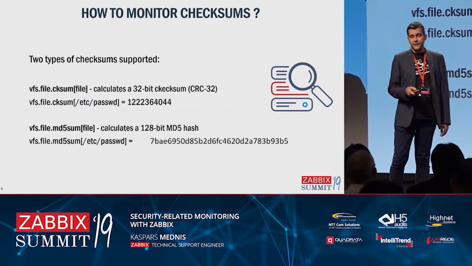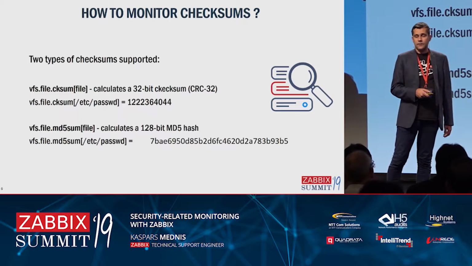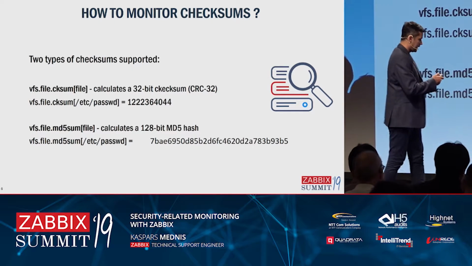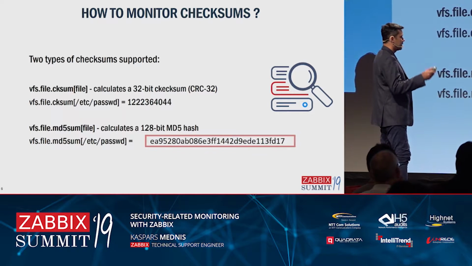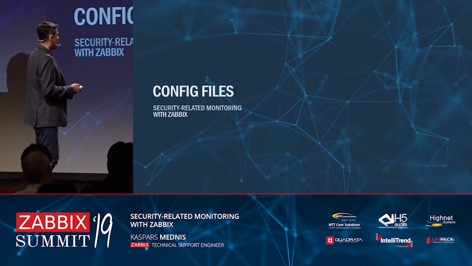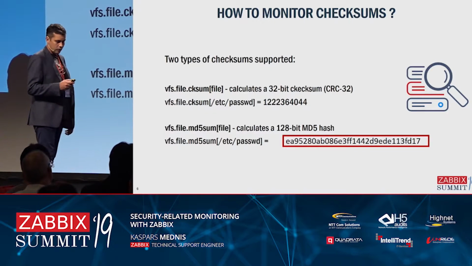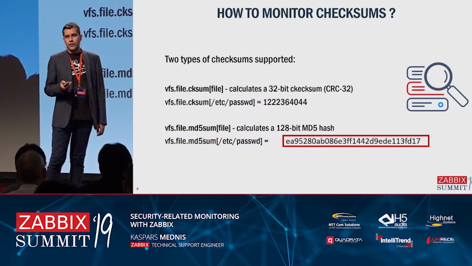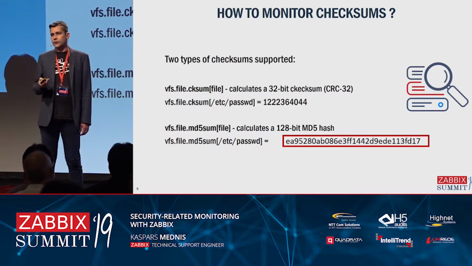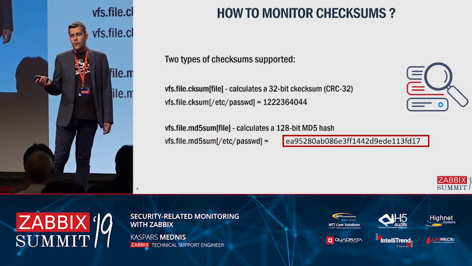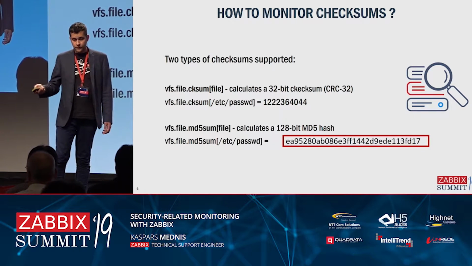How does it work? If somebody changes your password file, or your configuration file, the checksum will change. Any change, the checksum will change, and you will get an alert in Zabbix. Some checksum monitoring is already included in the default Linux template, like the password file. But you can monitor any file. It is up to you. Just monitor any file which is really important to you.